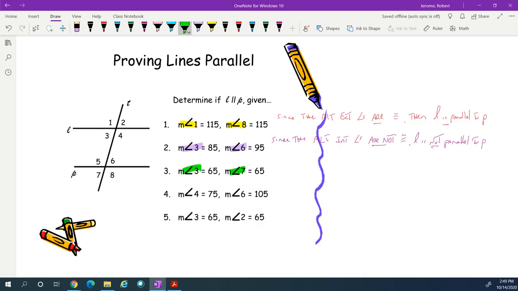Angle 3 and angle 7. Again, find them. These are corresponding angles. Corresponding angles are congruent. L is parallel to P.